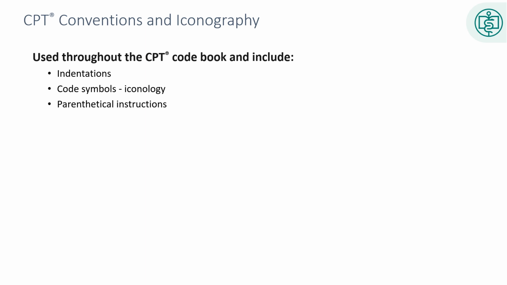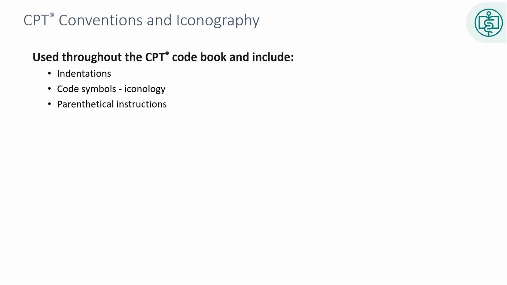CPT code symbols, also known as iconography, are used to provide additional information about the codes used to describe medical, surgical, and diagnostic procedures and services. These symbols are used to clarify the meaning of CPT codes, to indicate that certain codes are related, or to alert the user to a special circumstance.